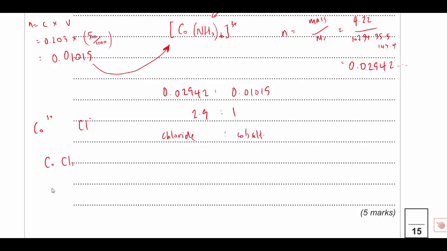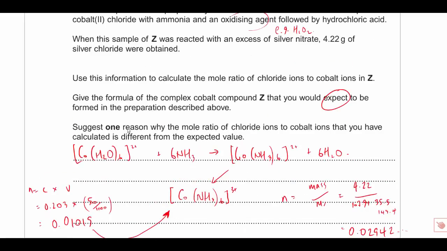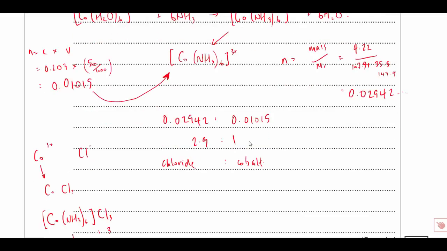Now in reality, obviously when you add all the rest of the stuff in, it's going to be more like Co(NH3)6Cl3, but we're just expanding it so it's the complex ion rather than just the simplified version. So we would expect to form CoCl3, but we can see the ratio is a bit dodgy. It's not quite 3, so the ratio here would be obviously 1 to 3. It's not quite that in reality, and that leads us to the second part. It suggests one reason why the mole ratio of chloride ions to cobalt ions that you have calculated is different from the expected value. So there's a few reasons that you could have.